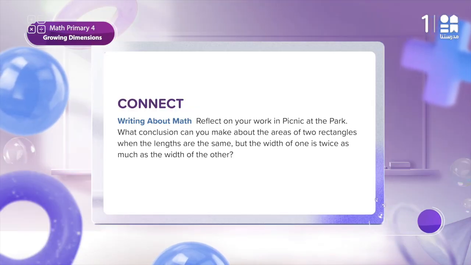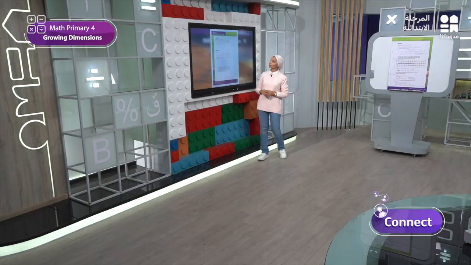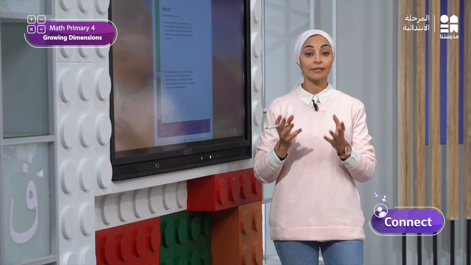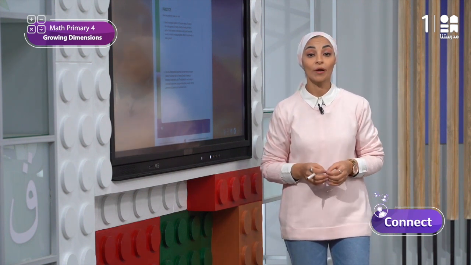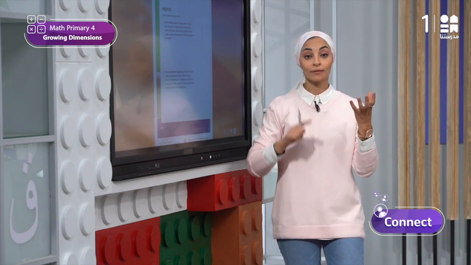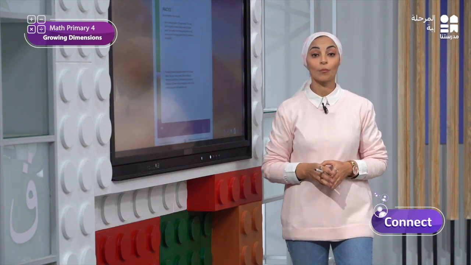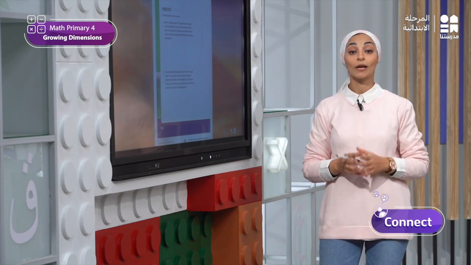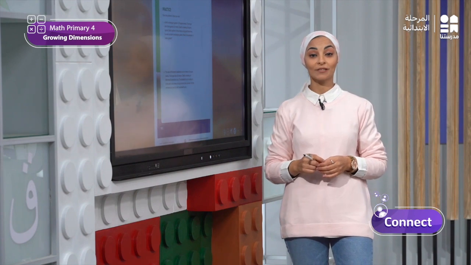Here in page 190, in this page we have this question. Let's see, what conclusion can you make about the areas of two rectangles when the lengths are the same, but the width of one is twice as much as the width of the other? The problems we have solved in the activity will help us in this answer. I will give you some time now to think of it.